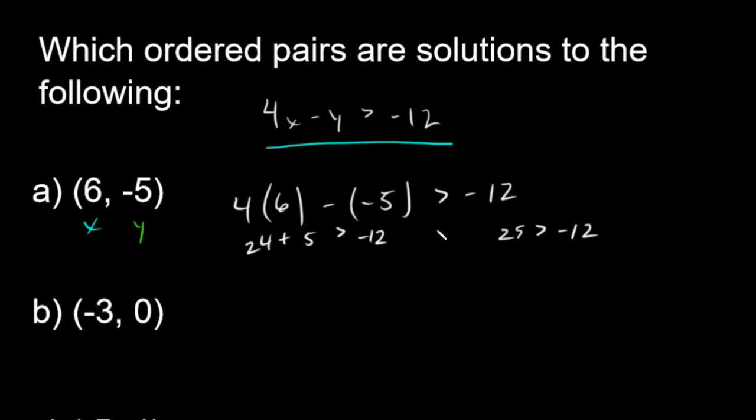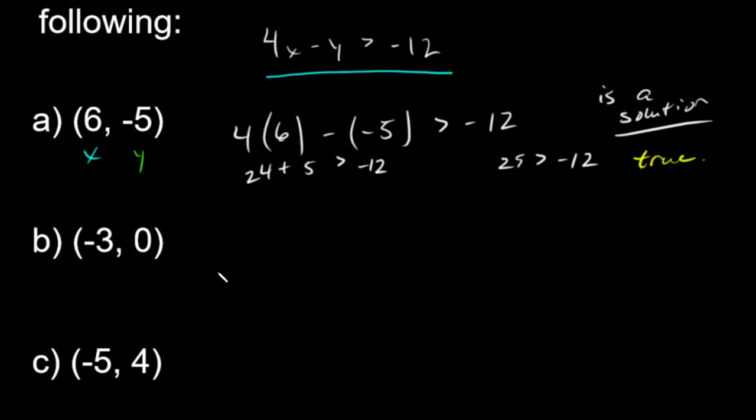Is this a true statement? Is 29 greater than negative 12? Yes, of course it is. That's a negative number, so obviously a positive number is going to be bigger than a negative number, right? So this is a solution, and that's because this is a true statement. This is true. Okay, how about the next one? Is negative 3 comma 0 a solution? Why don't you guys try to find that out? I'll go ahead and plug it in. You guys try to plug it in too.